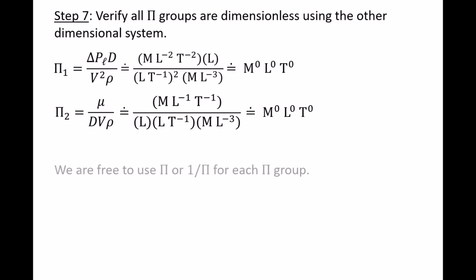We could use the dimensionless groups that were determined in steps 5 and 6, as shown here, or we could use the reciprocal of those dimensionless groups for our pi groups. For example, pi 2 equals rho VD over mu also is a valid pi group. You may notice that this is the Reynolds number. If the reciprocal of a dimensionless group obtained in steps 5 and 6 is a well-known dimensionless quantity, like the Reynolds number, it's customary to write the pi group in its well-known form.